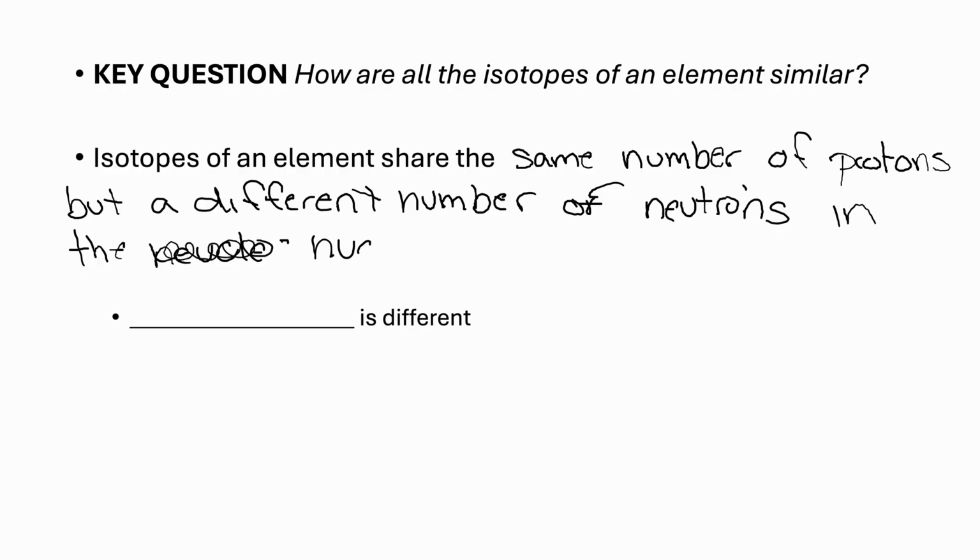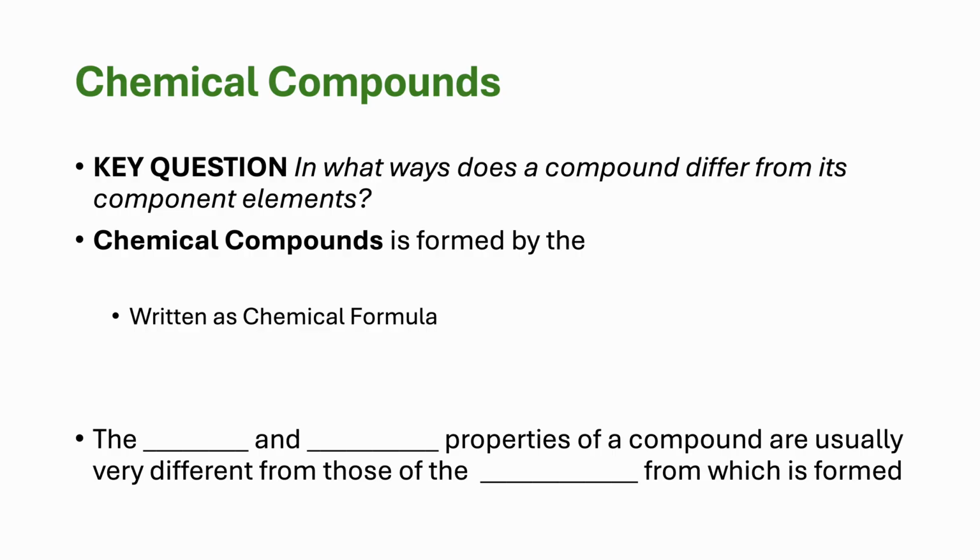Spelled nucleus. There you go. So again, what is different about an isotope is the mass number. The mass number is different because of the different number of neutrons.